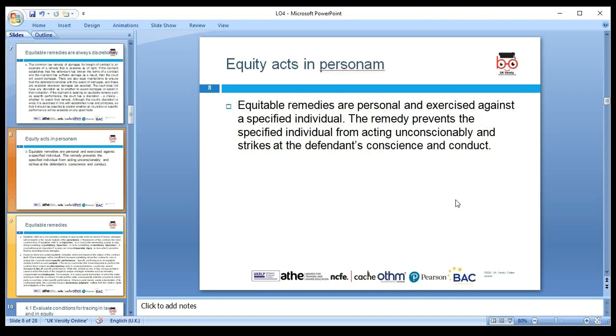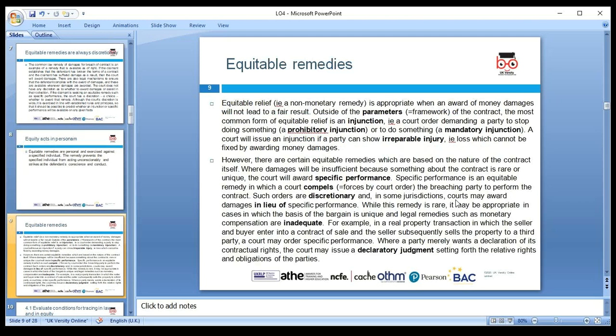Next, equity acts in personam: equitable remedies are personal and exercised against the specific individual. The remedies prevent the specific individual from acting unconscionably, and strike at the defendant's unconscionable conduct. Any question? No. Okay, so this is all about equitable remedies as a relief. For example, a non-monetary remedy is appropriate when an award of money damages will not lead to a fair result.